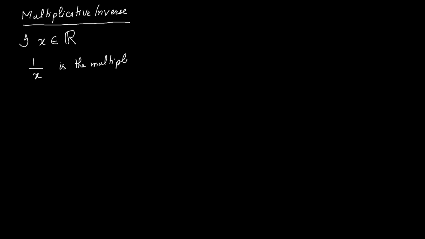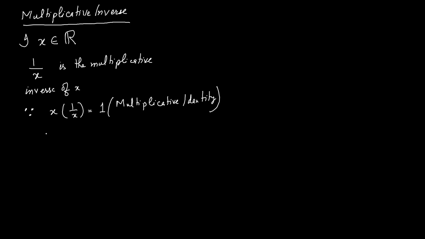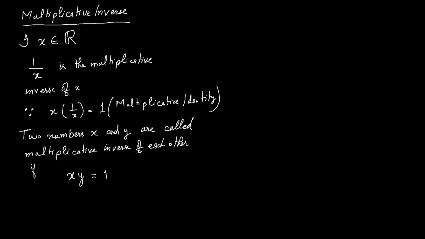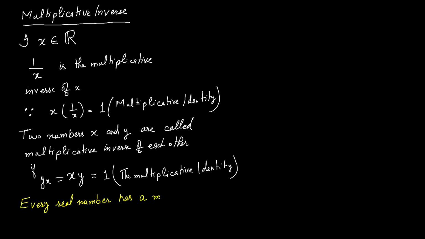Let us discuss the multiplicative inverses. If x is a real number, 1 over x is the multiplicative inverse of x because the product of x and 1 over x is equal to 1, the multiplicative identity. So, two elements x and y are called multiplicative inverses of each other if xy is equal to yx is equal to 1, the multiplicative identity. Every real number has its unique multiplicative inverse, except the number 0. 0 does not have a multiplicative inverse.